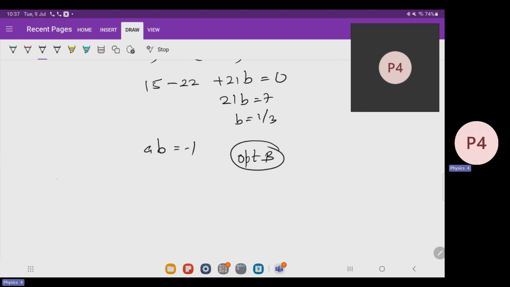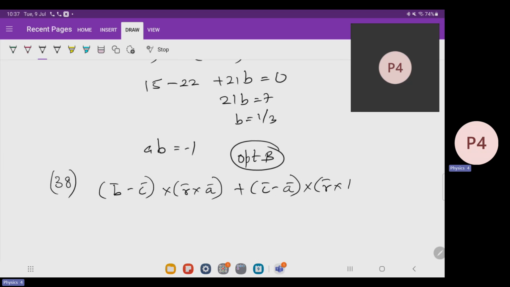Coming to question 38. Let a bar, b bar, c bar be three mutually perpendicular unit vectors. A unit vector r bar satisfies the equation (b minus c) cross (r cross a) plus (c minus a) cross (r cross b) plus (a minus b) cross (r cross c) is equal to 0.